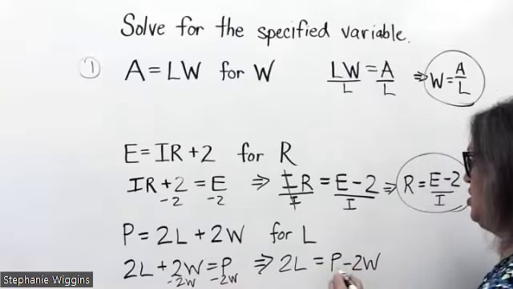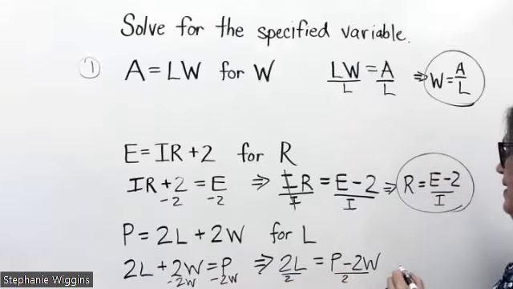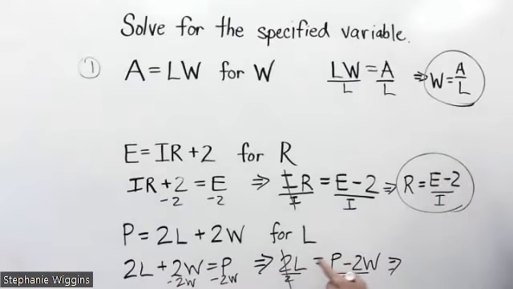And at this point, I'm just going to go ahead and divide both sides of the equation by 2. And that gives me that L, because this becomes 1 times L, is L, equals P minus 2W over 2. So this is how we solve for variables in literal equations. And there are some problems like this in your homework.